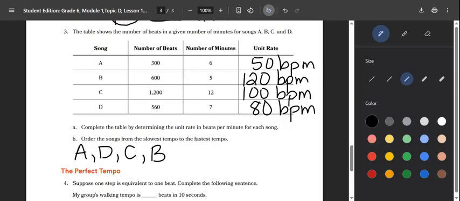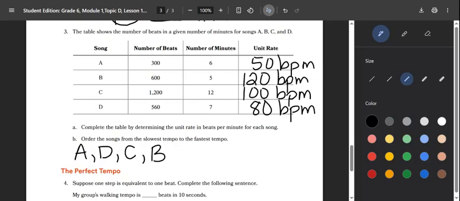Number 2 says the tables show the number of ounces of blueberries used to make different numbers of muffins at Happy Muffin Shop and Sunny Muffin Shop. Lisa likes muffins with a lot of blueberries. Which muffin shop would you recommend to Lisa? Explain. So you're going to want the muffin shop that has more blueberries per muffin.